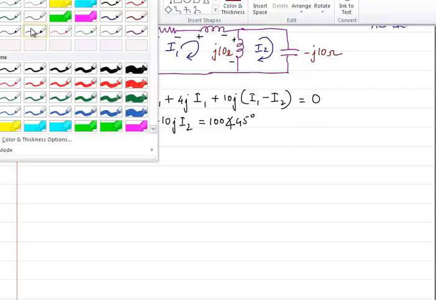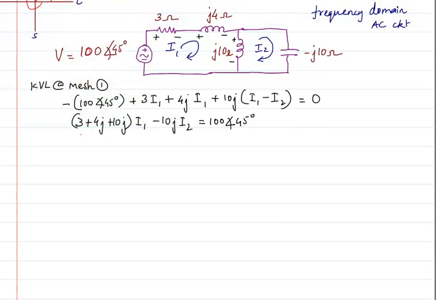So first what I do, I add all the real numbers. So here the only real number is 3. So 3, plus 4j and 10j are the imaginary. Those two I add together. So 4 plus 10 is going to be 14j. Or if you are that much confused, you can use the calculator directly to find that. Minus 10j I2 is equal to 100 angle 45 degrees. Okay, and this is going to be our equation 1.